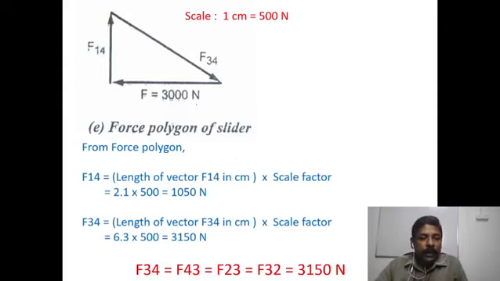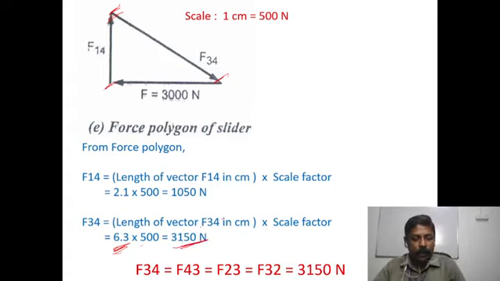Here we have to measure the length of F14 in centimeter. The value of F14 is equal to the length of vector F14 in centimeter times the scale factor. Its length is 2.1 centimeter, and the scale factor we have taken is 500, so 2.1 into 500 is 1050 Newton. Next we measure the length of the F34 vector in centimeter. This value is 6.3 centimeter, and multiplying by the scale factor we get 3150 Newton. So from this force polygon we calculate F14 and F34.